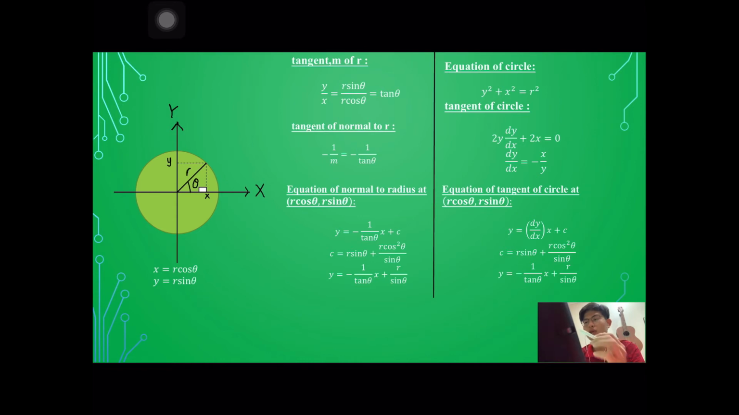And we can prove that the equation of tangent to a circle is the same with equation of a normal to a radius. So we have proven that the tangent of a circle is equal to the normal to the radius, and we can say that the tangent of a circle is always perpendicular to the radius.